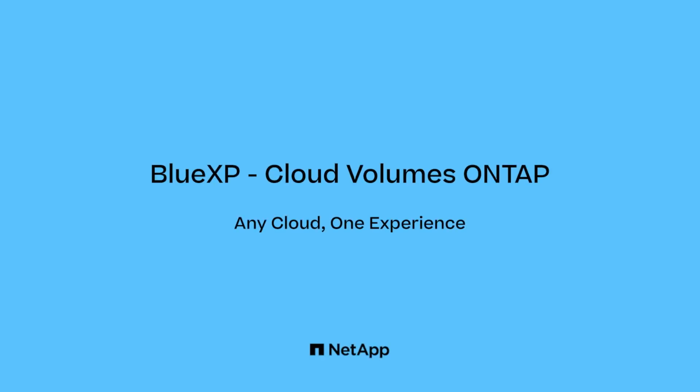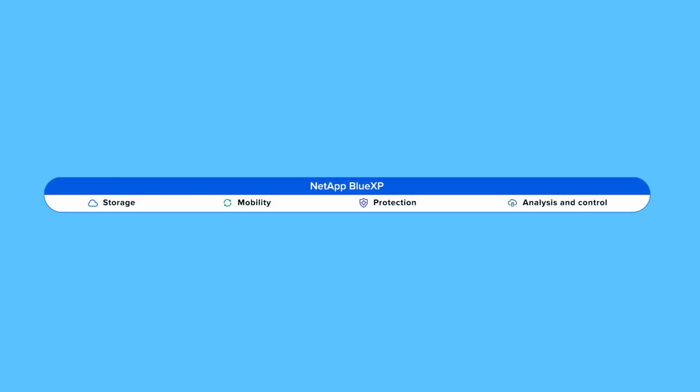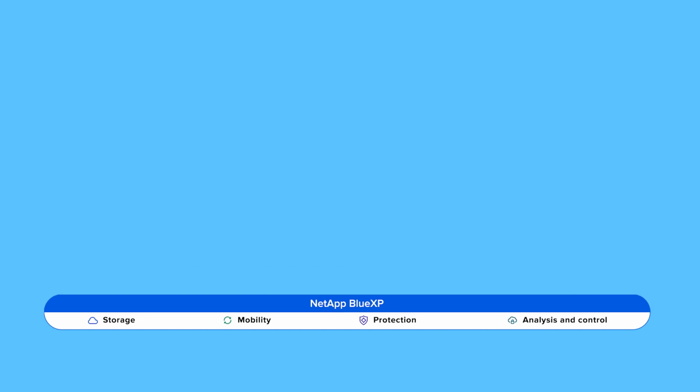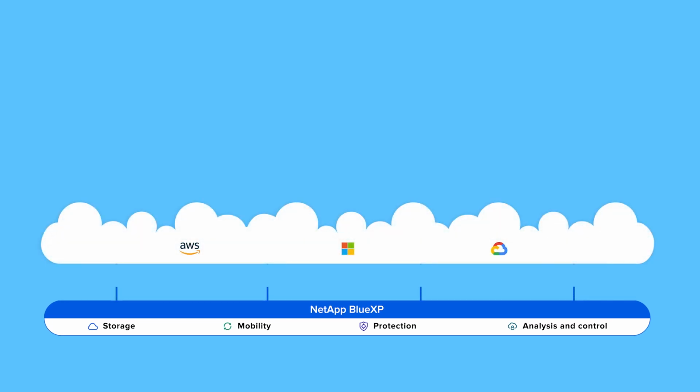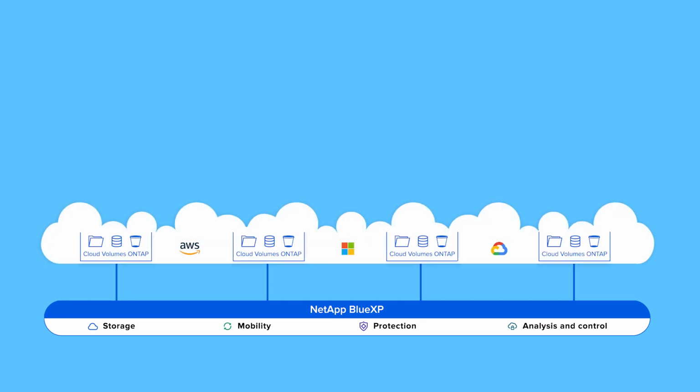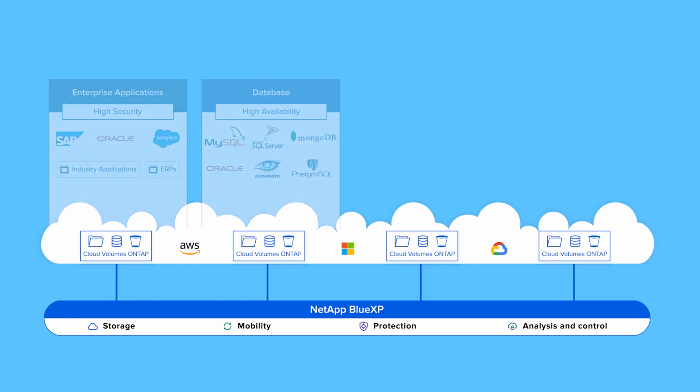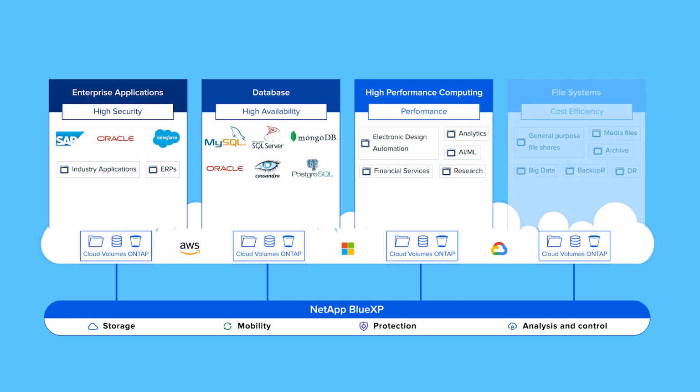Welcome to BlueXP Cloud Volumes on Tap. BlueXP is your single control plane for operating your hybrid multi-cloud data estate. Cloud Volumes on Tap, or CVO, is a storage system that is deployed through BlueXP in your public cloud accounts. CVO supports any workload data on any cloud, allowing you to store, manage, and access your data while leveraging NetApp's enterprise-grade technology. Let's see how it's done.